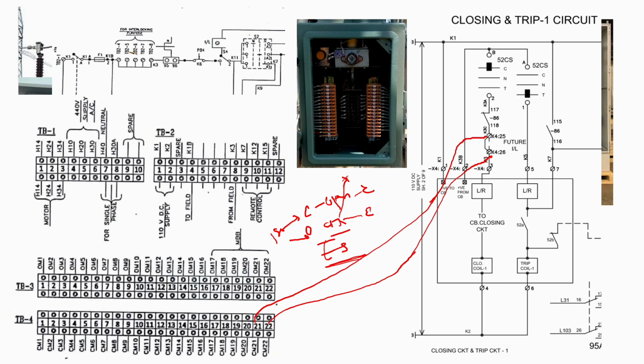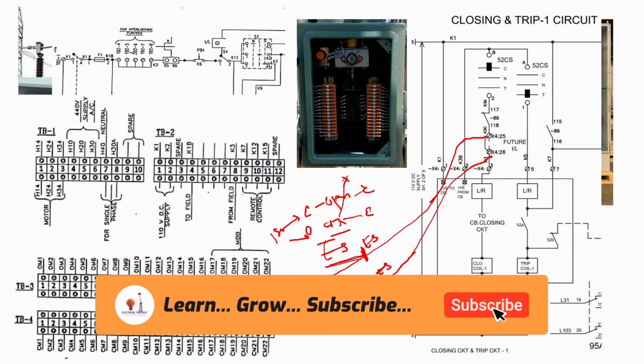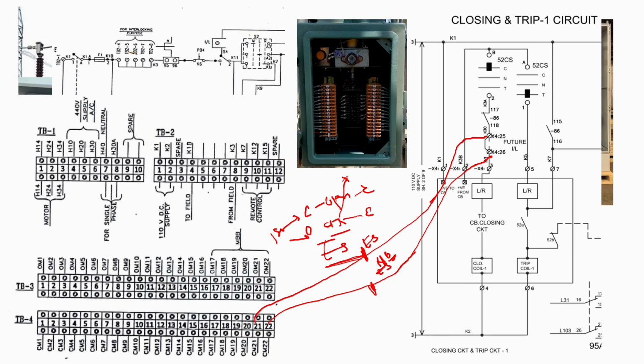For that we need to cut down this circuit here, and we have to use earthing switch contact here. For that we need to use NO contact, because when my earthing switch is open, at that time my breaker is able to close. When my earthing switch is closed, at that time my breaker should not get closed. So for that we need to use the NO contact of the earthing switch.